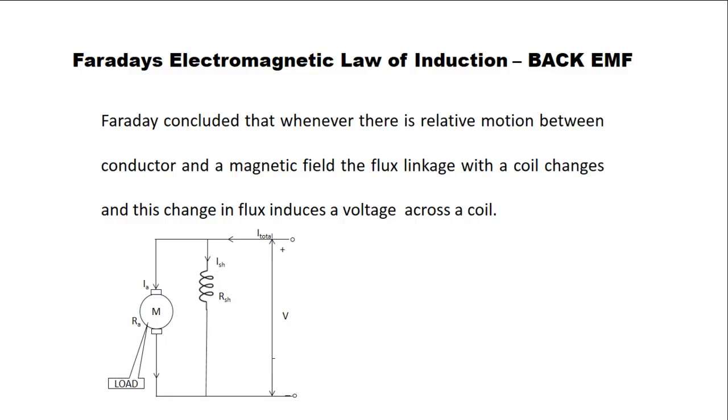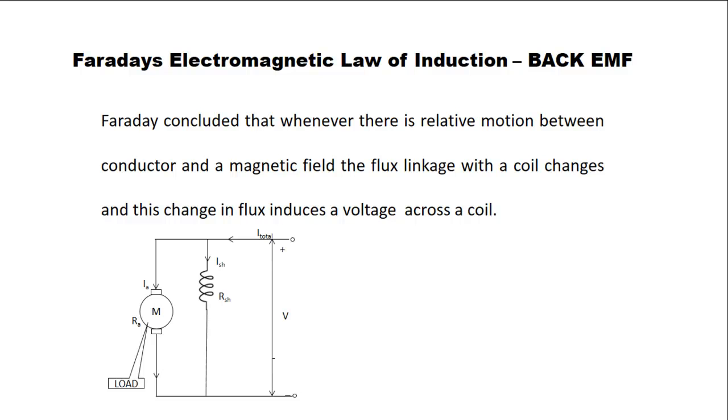So the field is going to produce the flux, and the armature conductors are rotating. Since the rotating armature conductors are cut by the flux, there is a relative change in the magnetic flux. So according to the electromagnetic law of induction, whenever there is a rate of change of flux, an EMF is induced. And this EMF, we call it the back EMF in a DC machine.